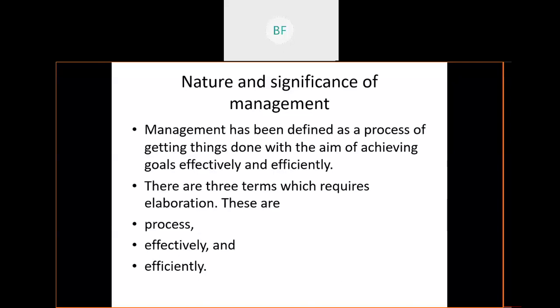So here we have three basic terms that we have to look into. The first one is process. It's not just a single-step procedure, it is a process, a step-by-step procedure. Okay, and we are supposed to achieve the goals of the organization effectively and efficiently. So what do you mean by effectiveness and what do you mean by efficiency?